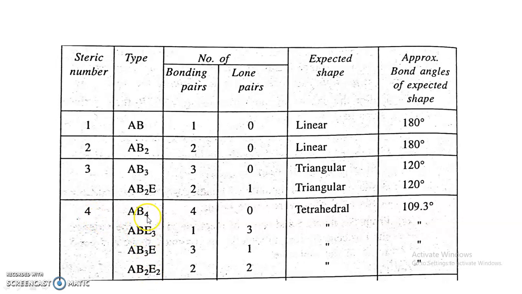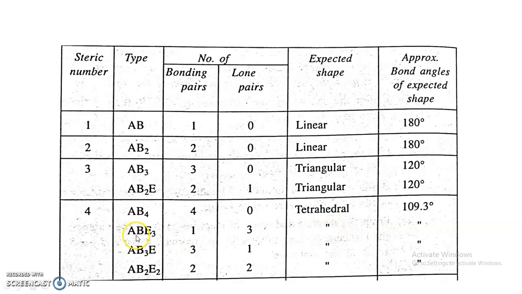So for an AB4 type of molecule, the steric number is 4. There are different possibilities. AB4 molecule with 0 lone pairs means when A is attached to 4 B atoms, bonding pairs will be 4, lone pairs will be 0. This type of molecule has a regular tetrahedral geometry with bond angle 109 degrees 28 minutes. Suppose A is attached to only one atom, B, but there are 3 lone pairs of electrons. So bonding pair 1, lone pairs 3, geometry will be distorted tetrahedral.